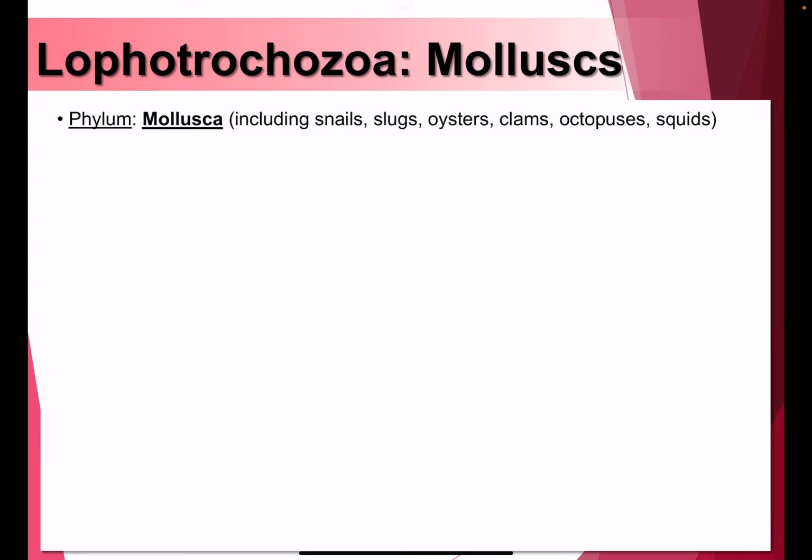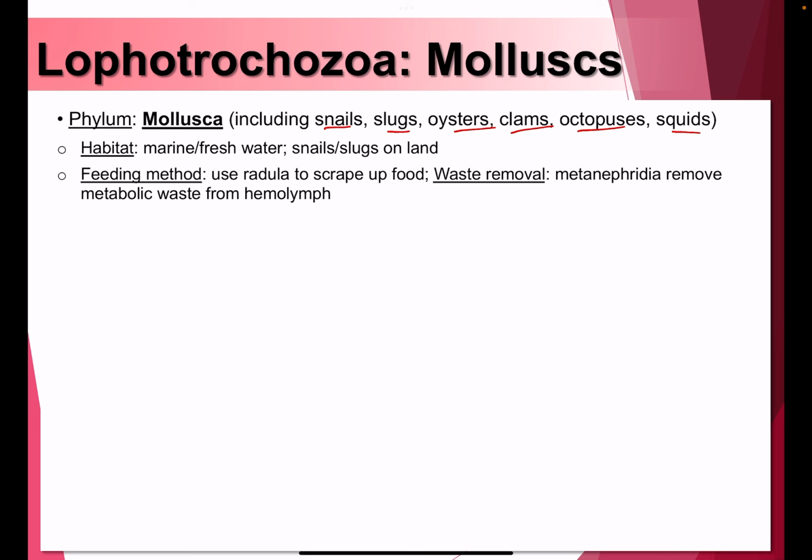Okay, and then you have the phylum Mollusca. Okay, again, another phylum under the group Lophotrochozoa. Mollusca is a pretty diverse species with snails, slugs, oyster clams, octopuses, and squids. So we'll talk about each of them in a bit. Of course, their main habitat is marine or freshwater. For snails and slugs, they can actually live on land, whereas the other ones cannot.